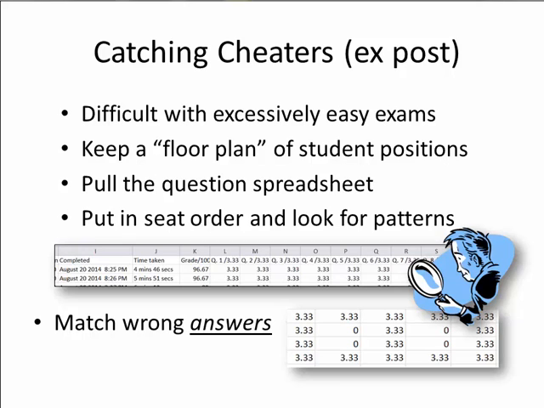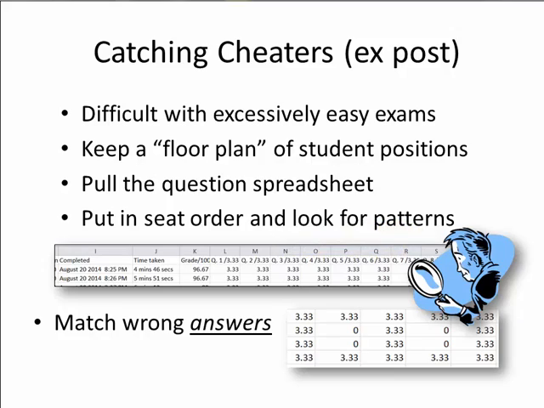One of the ways to catch cheaters is to keep a floor plan of where students were seated. Once the exam is over, pull the results of the exam and order the students by the seating chart. All of the students in a given table in one set of data, for instance. Look for patterns in the data. If you see two students who sat next to each other that are missing the same question, you should focus on them as potential cheaters.